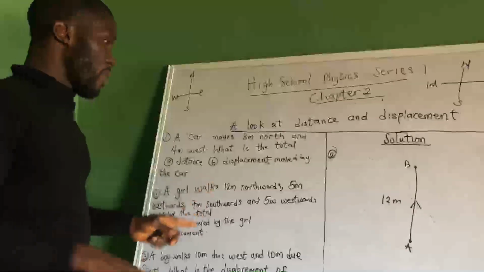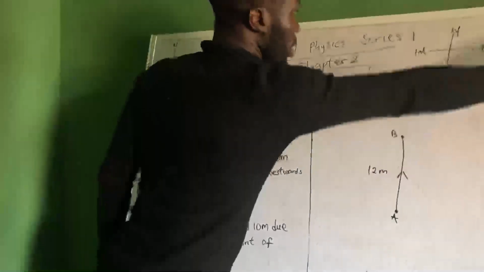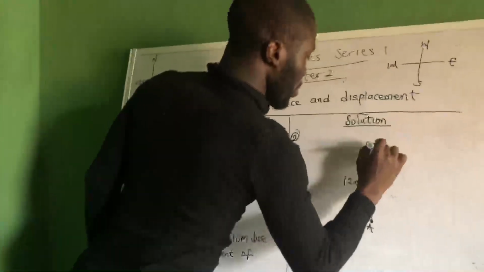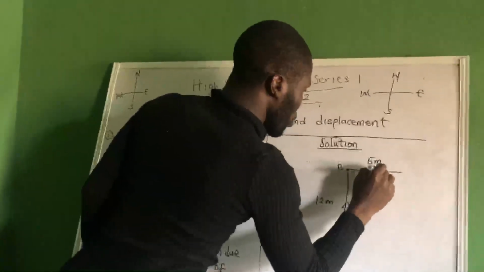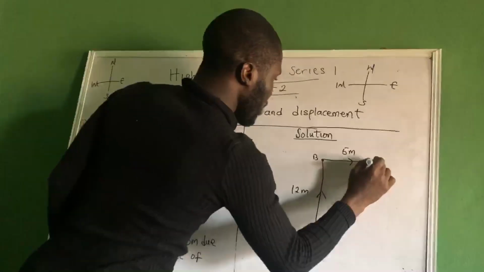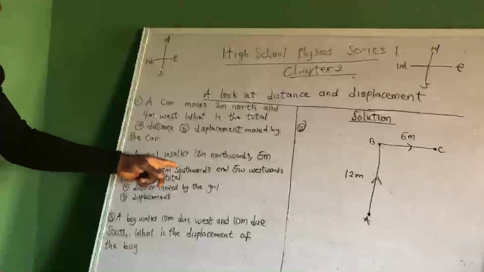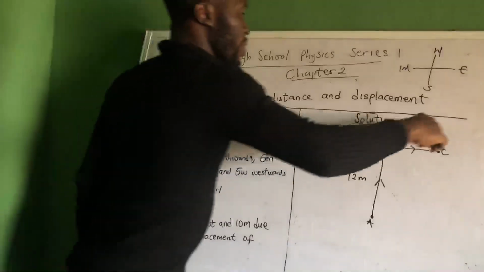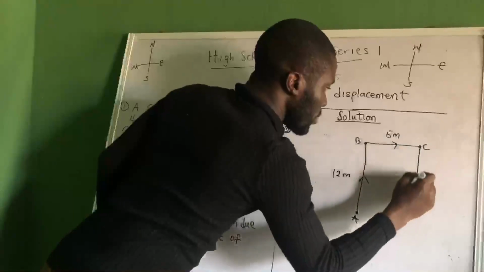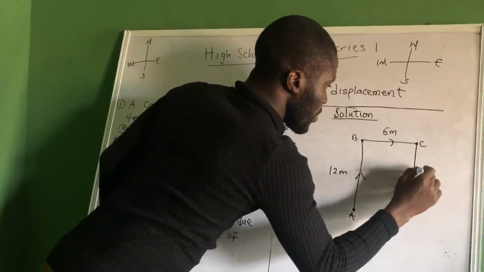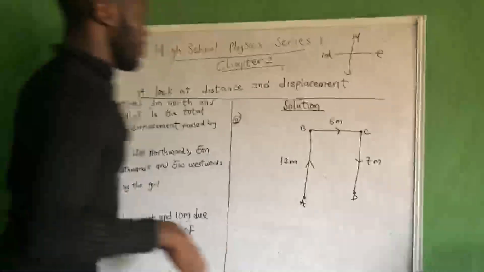A girl walks 12 meters northward. We have done that. 5 meters eastward from this point B to the east. This is the east, so this is 5 meters. There must be an arrow to show that it is the east. Let's say this is point C. 7 meters southwards. From this C down, the south is down, so that's 7 meters. Let's say this is point D.